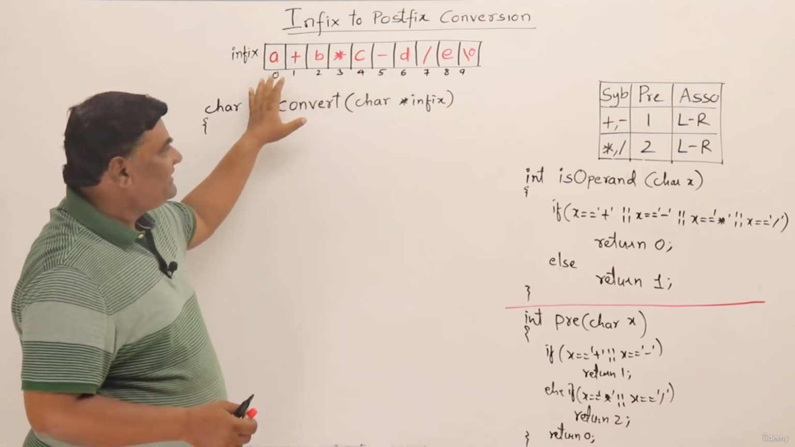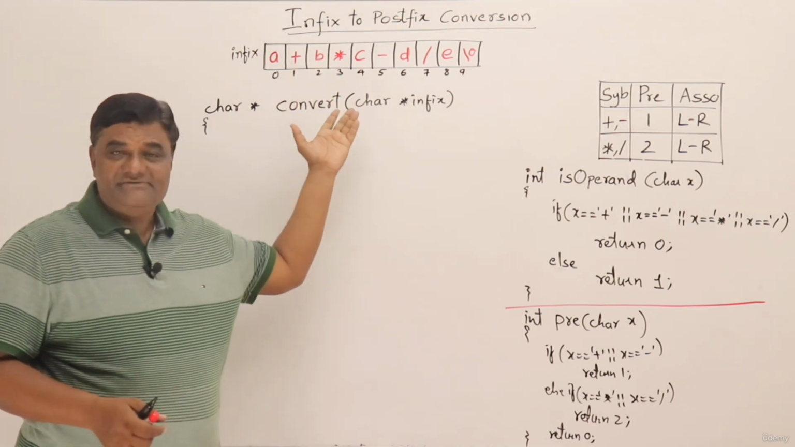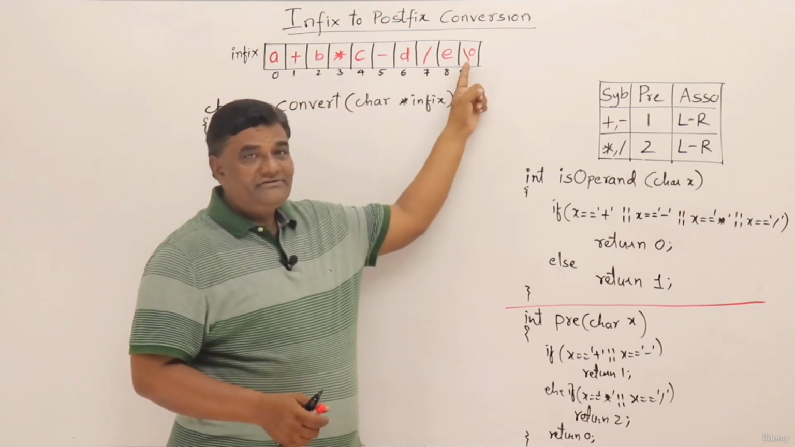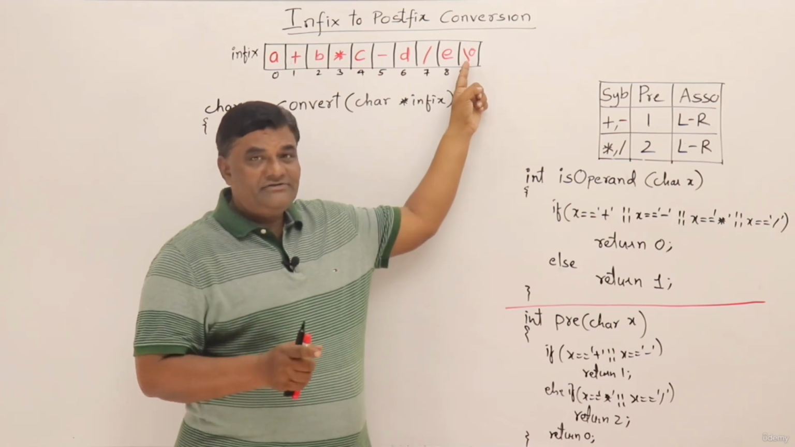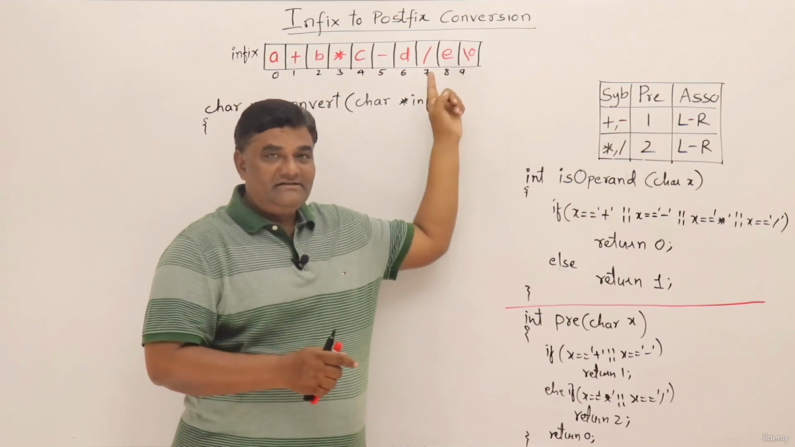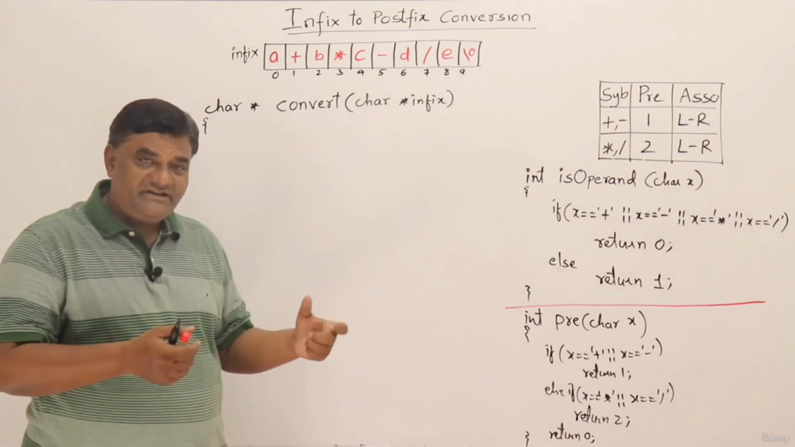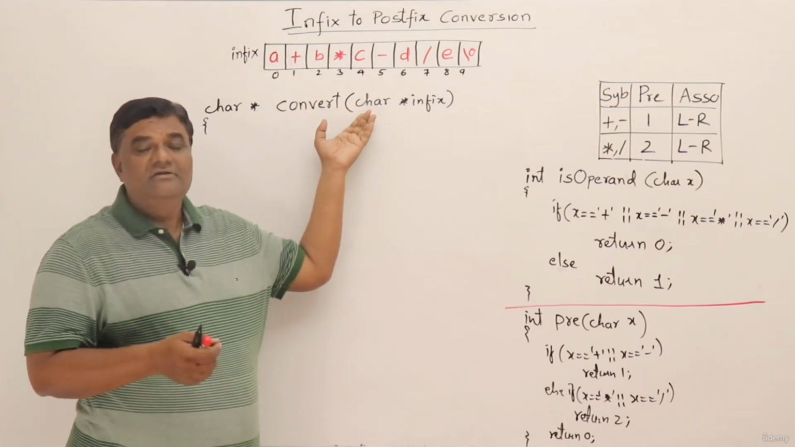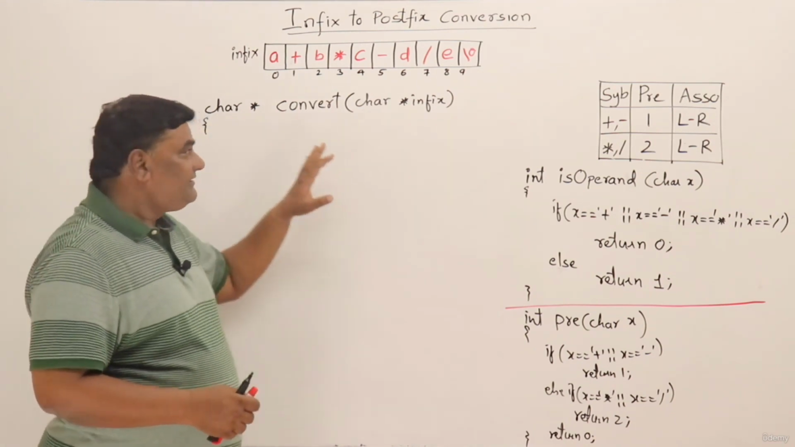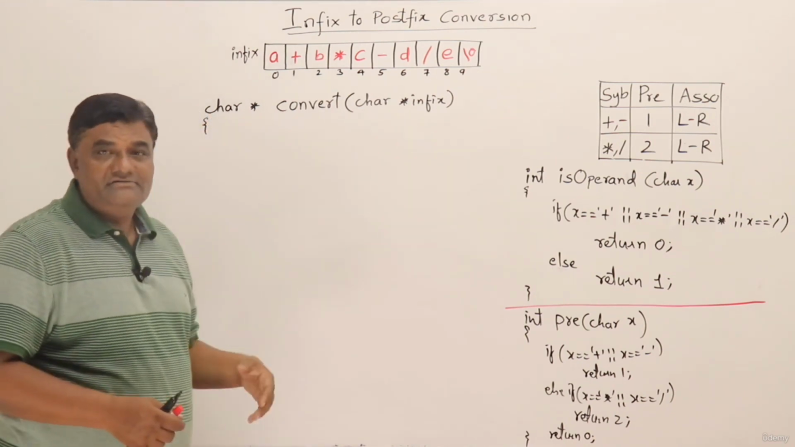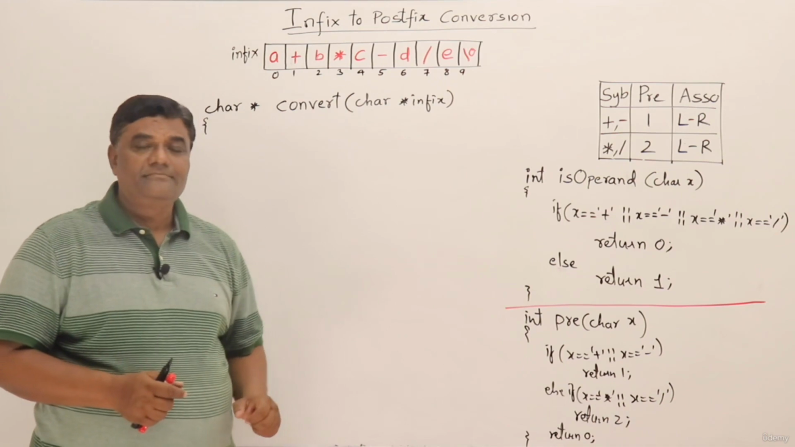This is an array of size 10 having that same expression, and it is a string, so it is ending by null character, that is \0. So it's a string. So this is also a string or character pointer. It will convert and returns a character pointer. So that's postfix it will return.